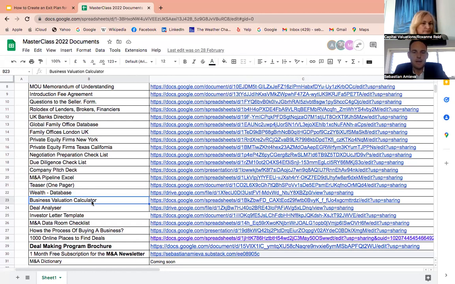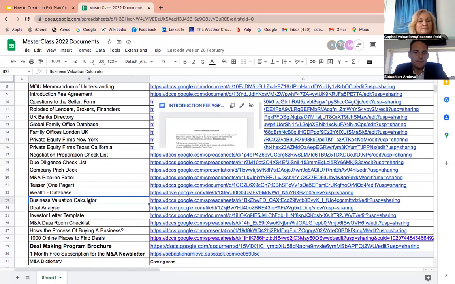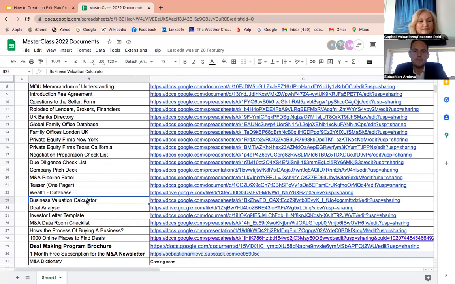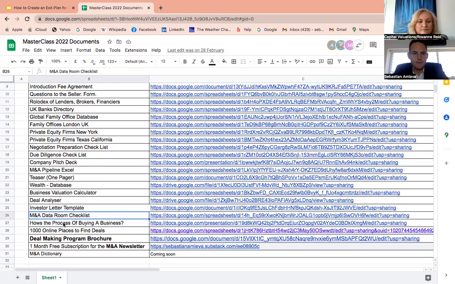Then you have a business valuation calculator that is also important. You can try to do it yourself, but it's not easy, which is why we always need a valuation expert to help us with the valuation. Then you have a deal analyzer to quickly analyze a deal. It's a good spreadsheet where you can play with the numbers. Then you have investor letter templates, the best way to reach out to investors and invite them to invest in your own deals. Then you have an M&A data room checklist, to check all the data room items we were discussing, on how to prepare your own data room.